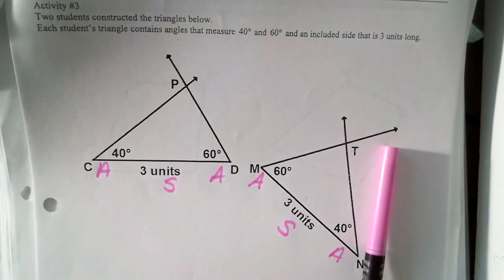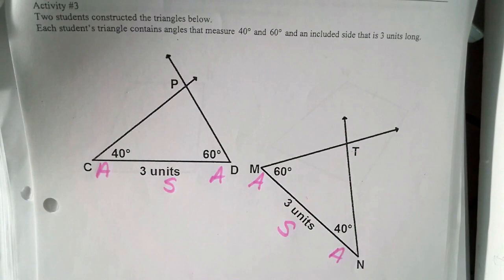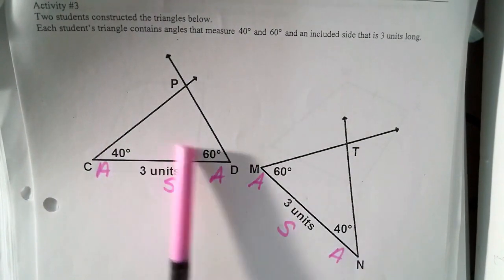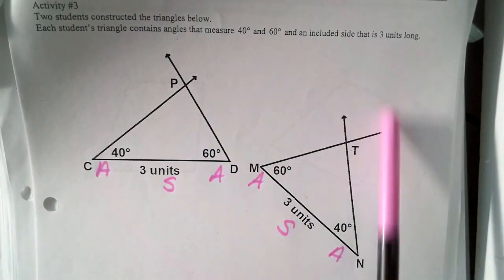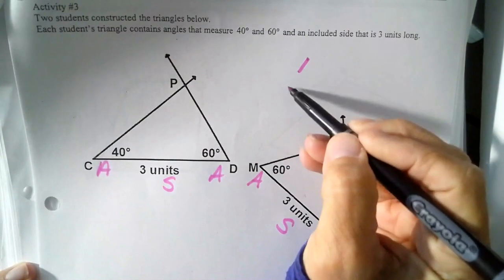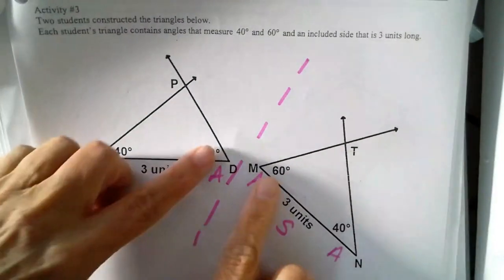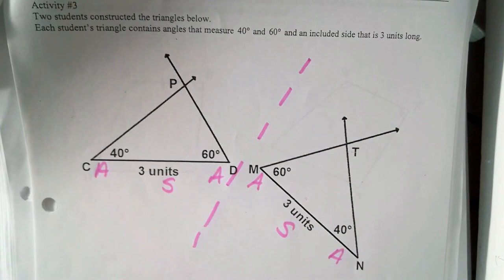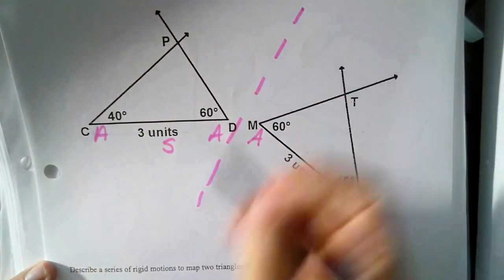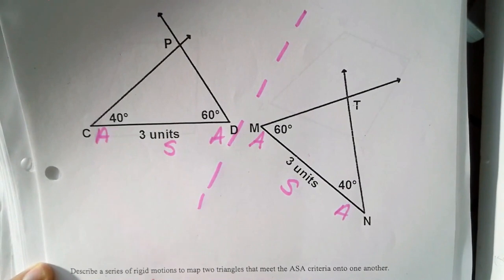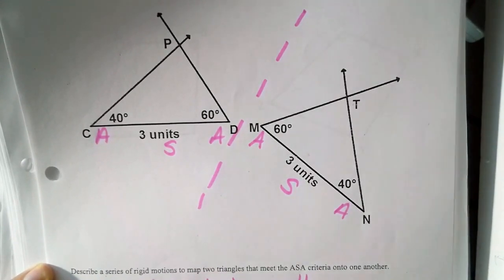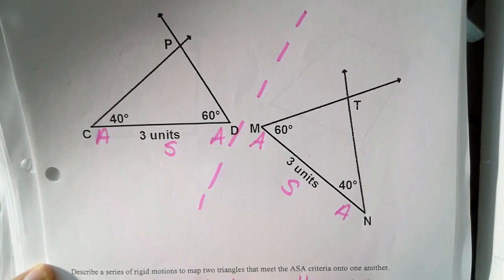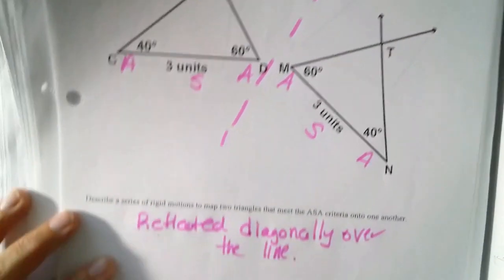Does it look like I translated? Doesn't look like I translated because that 60 would be down here. Does it look like I rotated? Did I turn the 60? To me, it looks like the 60s match up and the 40s match up. So here's what I'm thinking. I reflected diagonally. Over the line. That's what I'm thinking.